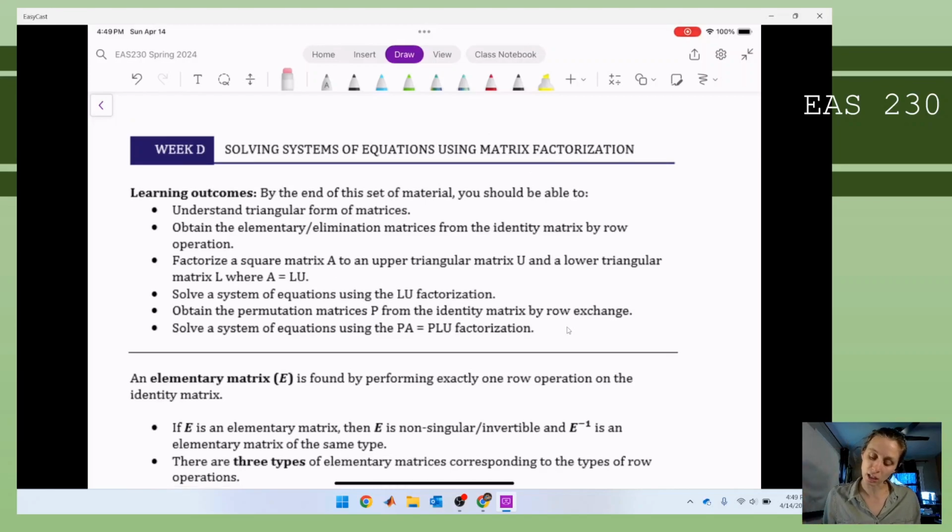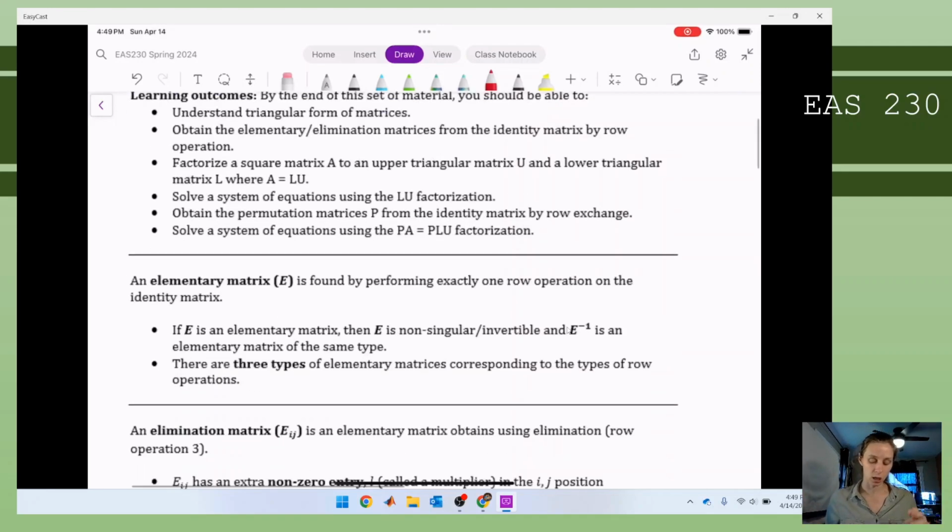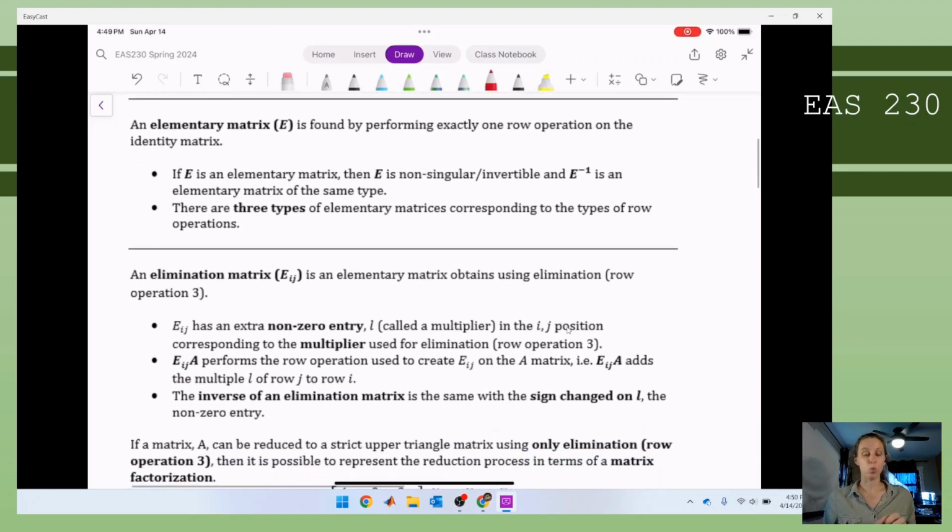We are solving systems of equations using matrix factorization, specifically LU factorization and PLU factorization. They're very similar, slightly different. So before we get into what the heck matrix factorization is, we need to understand what an elementary matrix is.